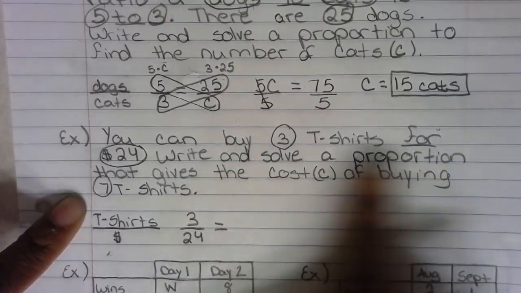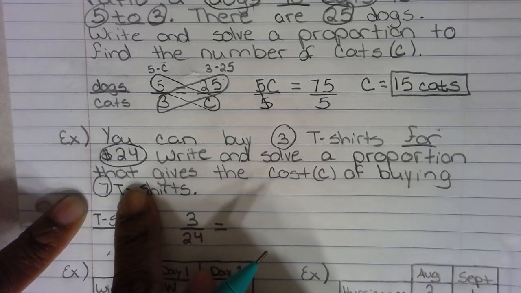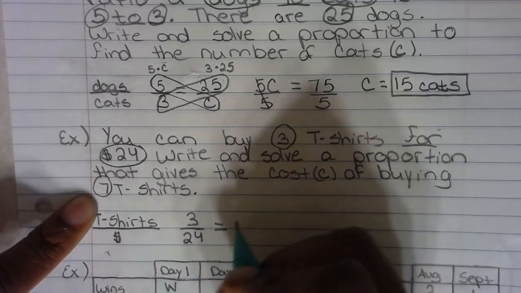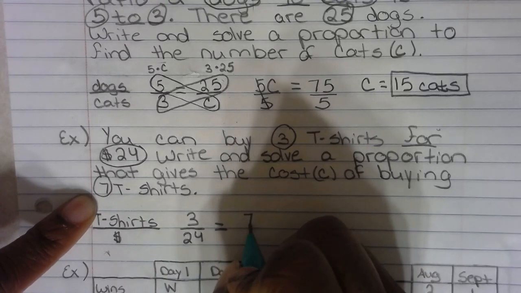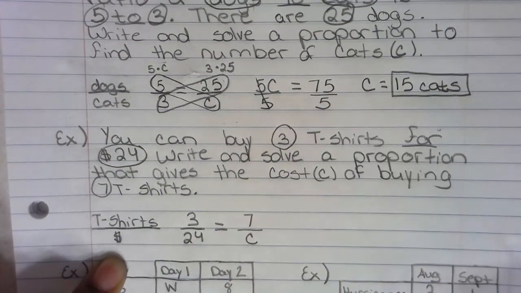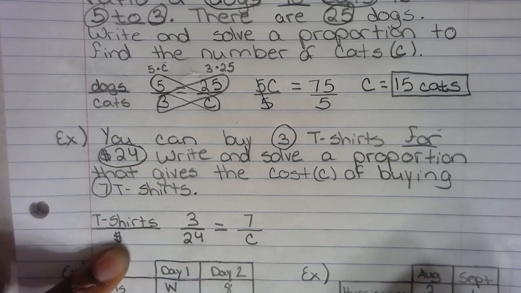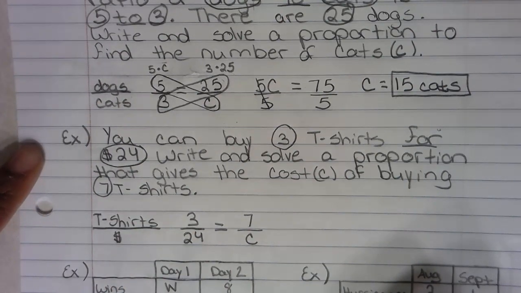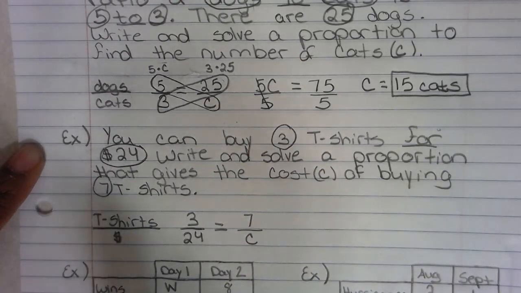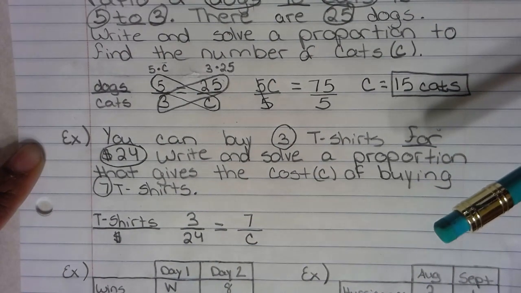Let's keep reading, see if we can figure out our second ratio. Write and solve a proportion that gives the cost, C, of buying 7 t-shirts. So 7 is going to go in the numerator where we put t-shirts. C is going to go in the bottom where we put our cost. So pause the video. Use the 3 steps. Cross products, multiply, divide by the number attached to the variable, because you want the variable by itself.